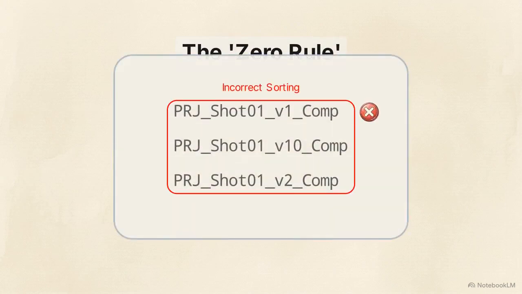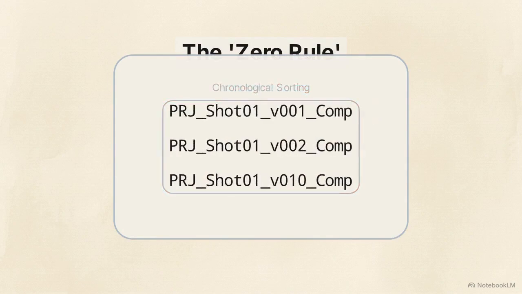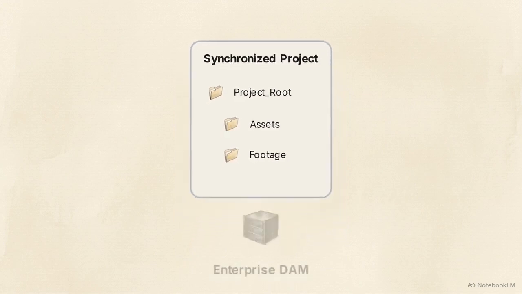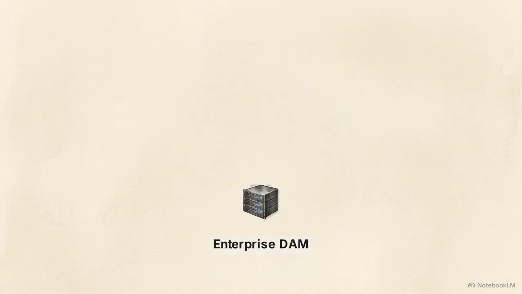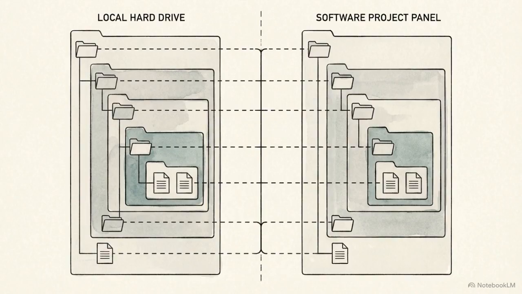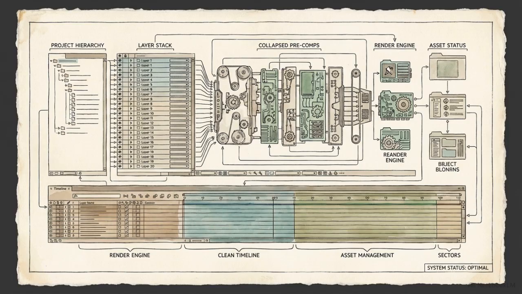Leading zeros are mandatory for file versioning, a practice known as the zero rule. Labeling a file V001 rather than V1 ensures strict chronological sorting by render managers and operating systems. This rigid, synchronized structure enables direct integration with enterprise-level digital asset management databases, where unique asset IDs ensure file uniqueness across the network. Synchronized folder organization serves as the physical guardrail that prevents the creative muscle of a project from collapsing under its own weight.